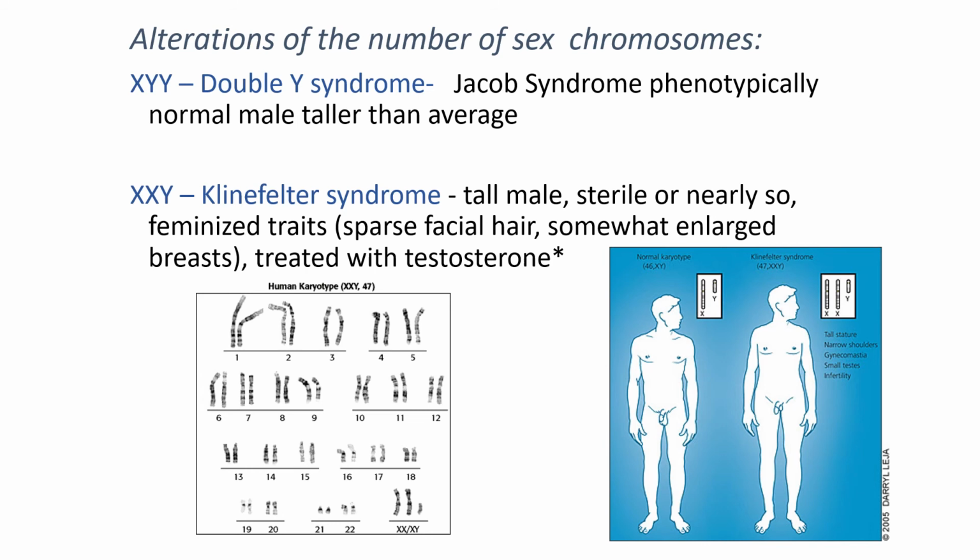The next one that's listed there is XXY, and you can see that shown in the karyotype down below here. They have 2 X chromosomes and then 1 Y. Usually they are taller males, they're sterile or almost sterile, and they have more feminine characteristics such as sparse facial hair and somewhat enlarged breasts. To help them have more male characteristics, they are treated with testosterone.